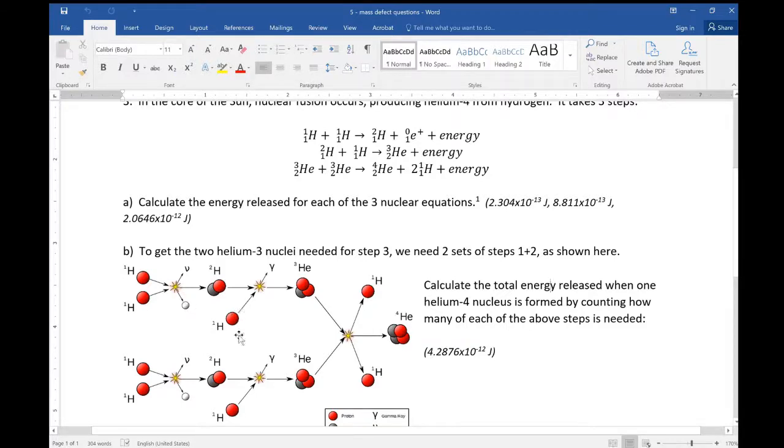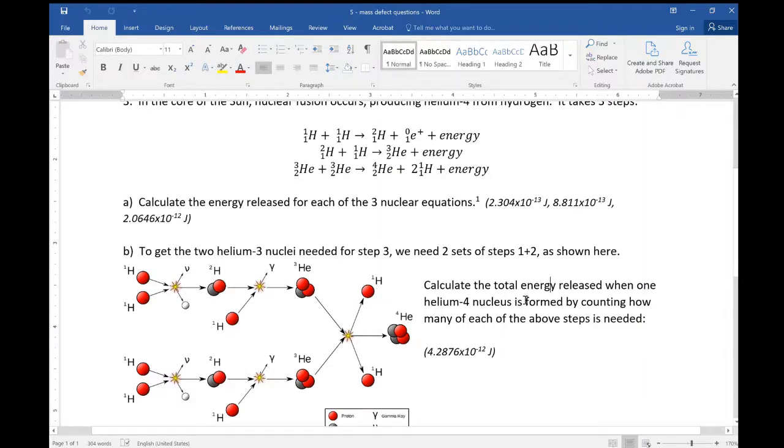A second proton hits that hydrogen-2 nucleus to form helium-3. It releases gamma rays. And then 2 helium-3 nuclei. So there's a whole second set of steps 1 and 2. 2 helium-3 nuclei join together. They form helium-4, and the extra 2 protons are ejected.